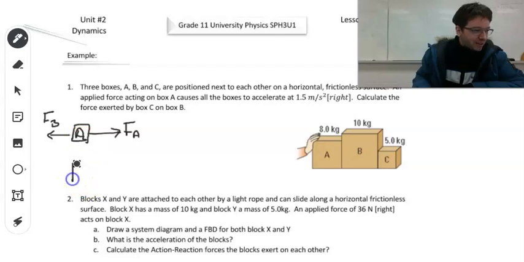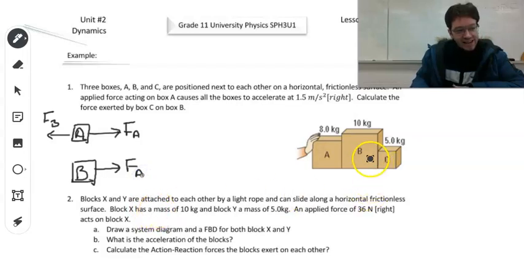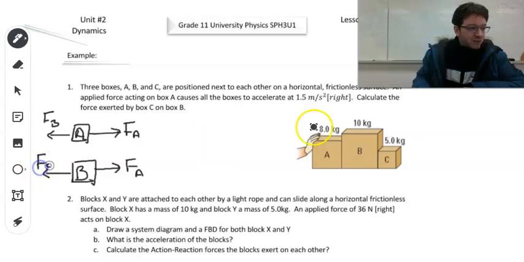Let's do B. Box B, now we did have that force that A pushes on B, so the force from A. And B is going to push on C, and therefore, by Newton's third law, C will push back on B. So that's the force we're looking for. Calculate the force exerted by C on B. That's the one the problem is asking for us to solve.